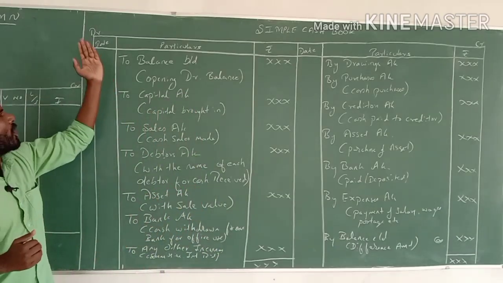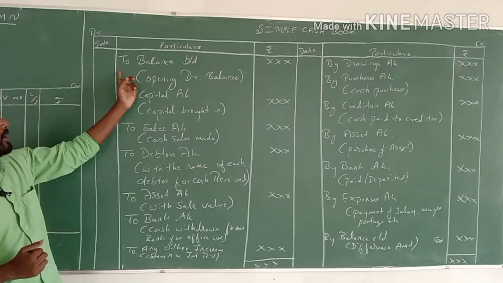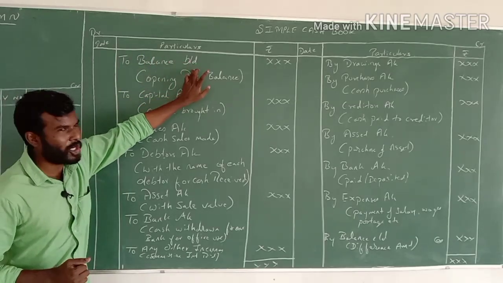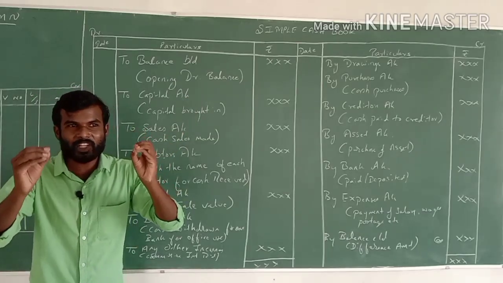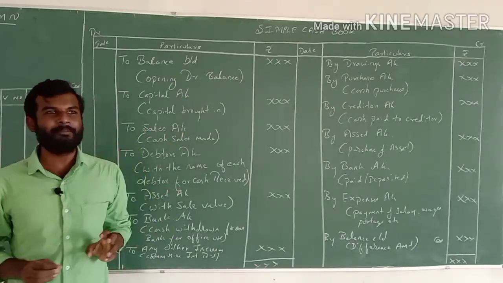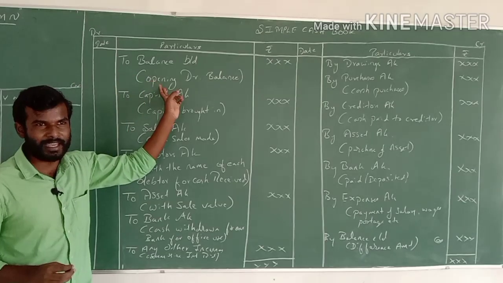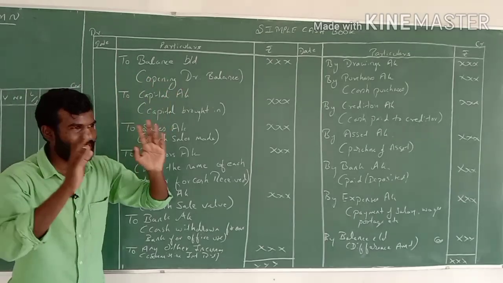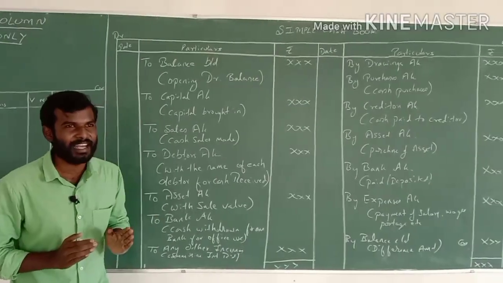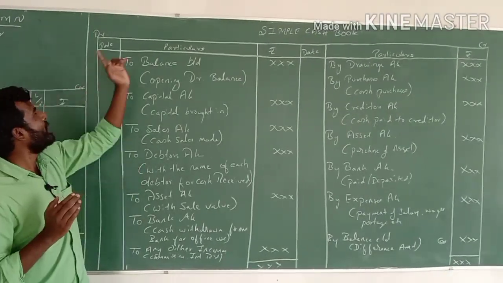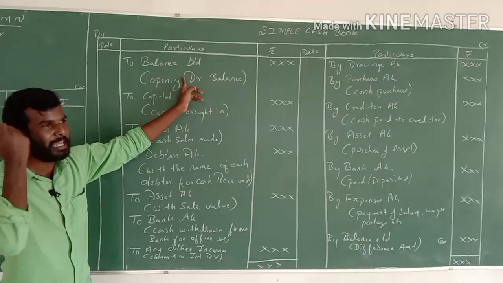Coming to the debit side first, see here what and all the receipts we can receive. I will explain one by one. To balance brought down. This is the opening debit balance. The cash balance at the beginning of every month, whatever is there, should be recorded under the debit side. Whatever the cash balance in the beginning will be, that amount, the opening balance of cash in hand, should be recorded under the debit side because it is the balance we have at the beginning of the month.